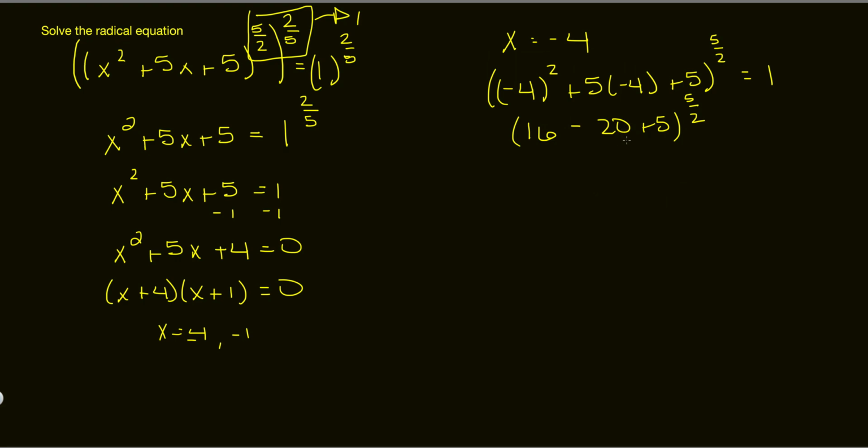Technically what we should get is 1 because we have to get a solution of 1. So let's see if we get that. 16 minus 20 is negative 4, plus 5 is 1. So we have 1 to the 5/2 equals 1, and that is true, and we are happy about that.